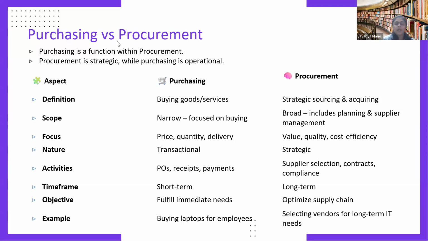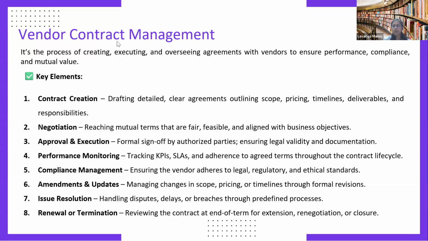So finally, we have an example: buying laptops for employees is purchasing. Not only laptops, buying any kind of product, domestic products or any IT products, that's completely purchasing. Procurement is selecting vendors for the long term. So these are the differences between purchasing and procurement. Now, let's see what vendor contract management is.